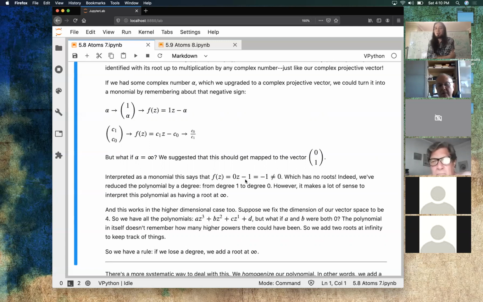But we're going to extend our idea of the polynomial, and we're going to say it does have a root. And you might wonder, is that justified? Does that make any sense? It's consistent, in the sense that you could just keep track of the higher terms that you've lost by adding roots at infinity, but there's a more systematic way of thinking about it.